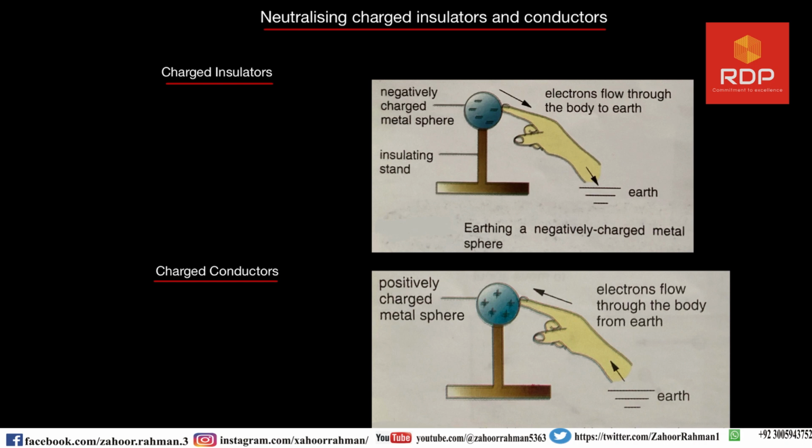For a charged conductor such as a metal sphere with excess electrons, the electrons can be removed by earthing it. To earth a charged conductor is to provide a path for the electrons to flow away or towards the charged conductor and cause it to become electrically neutral.